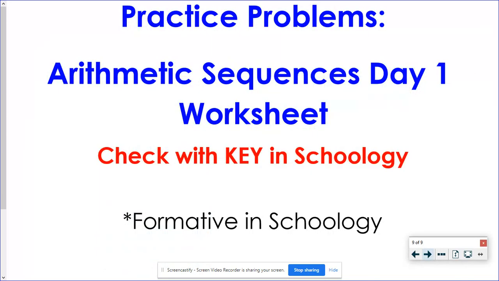The worksheet that you have today, some of the problems you're asked to figure out if it's an arithmetic sequence, and if it is, what the common difference is. And then you also have to do some problems where you're finding what's the first term, what's the second, third, fourth, fifth, or some other number that they're going to ask you to do. And then there's 2 problems at the end where you have to come up with the arithmetic sequence. If you have any questions about that, you can absolutely check the key in Schoology and then make sure you take the formative when you're done. Good luck.